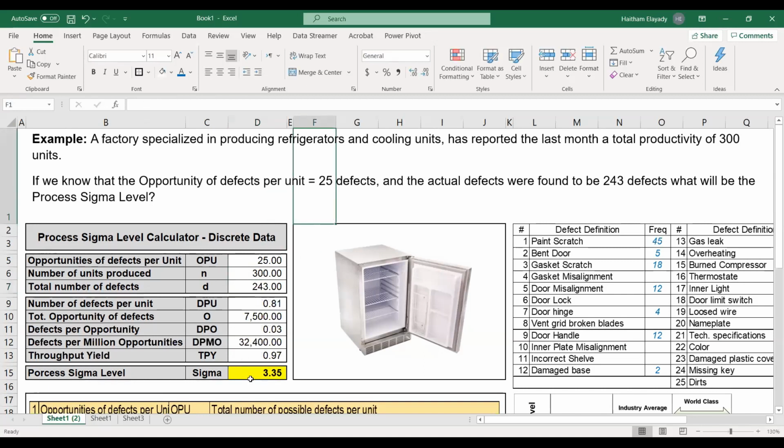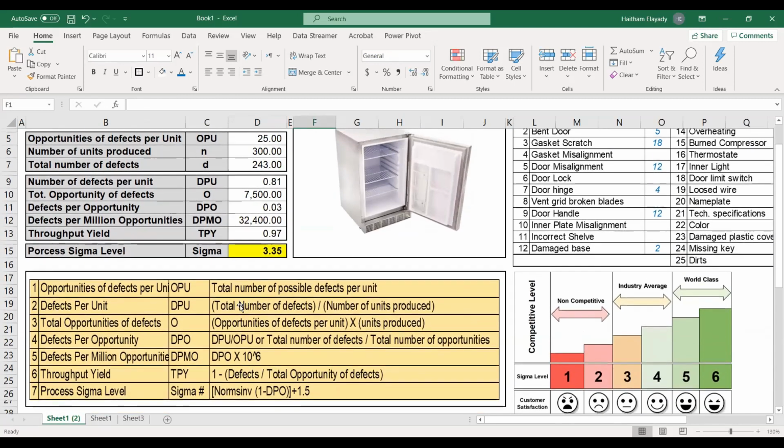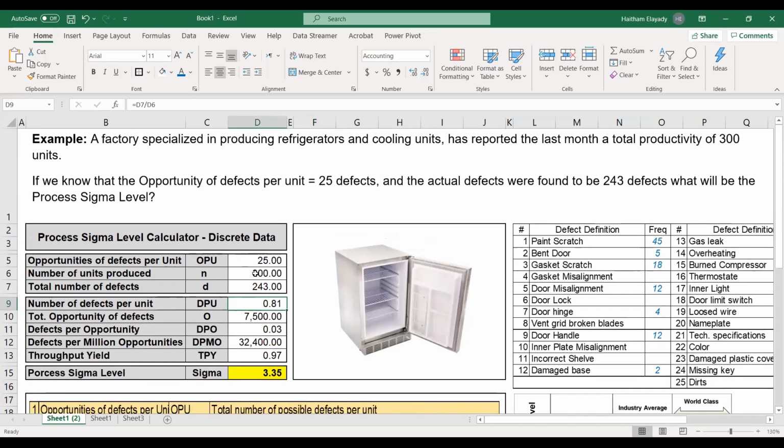So as you can see, I've plotted all the formulas for the calculation of the sigma level in that table. Here are all the formulas that we need. We have the DPU, which is calculated by dividing the total number of defects by the units produced, which is 0.81 defect per unit. Then we have the total opportunity of defects, which is 25 multiplied by 300, showing 7,500.